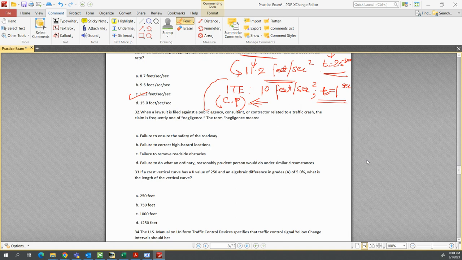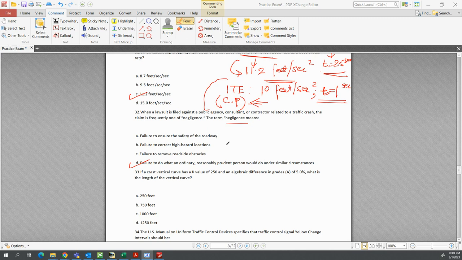So let's move to the next question. When a lawsuit is filed against a public agency, consultant, or contractor related to a traffic crash, the claim is frequently one of negligence. What does negligence mean in such cases, when somebody files a lawsuit against an agency, consultant, or contractor? Okay, whoever is involved in the project. So failure to ensure the safety of the roadway, no. Failure to correct high hazard locations, no. Failure to remove roadside obstacles, no. Negligence means failure to do what an ordinary, reasonably prudent person would do under similar circumstances. So basically, D will be the answer.